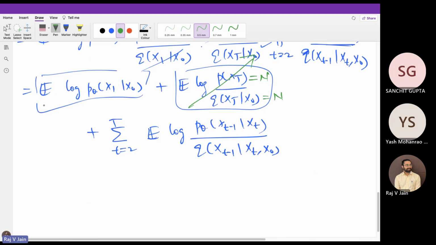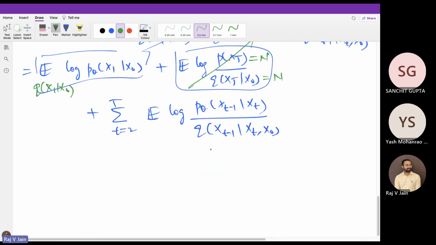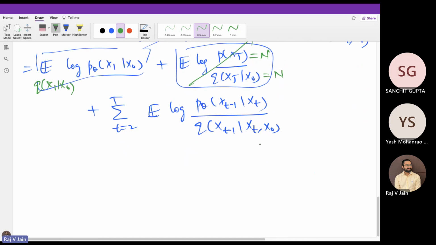And the same logic will apply again. I will get, so this again is q over the whole joint distribution, but again it will come down to x1 given x naught. Right, same thing. Now this is again where we were stuck before. Now if you see here, this term has only t minus 1 and t.